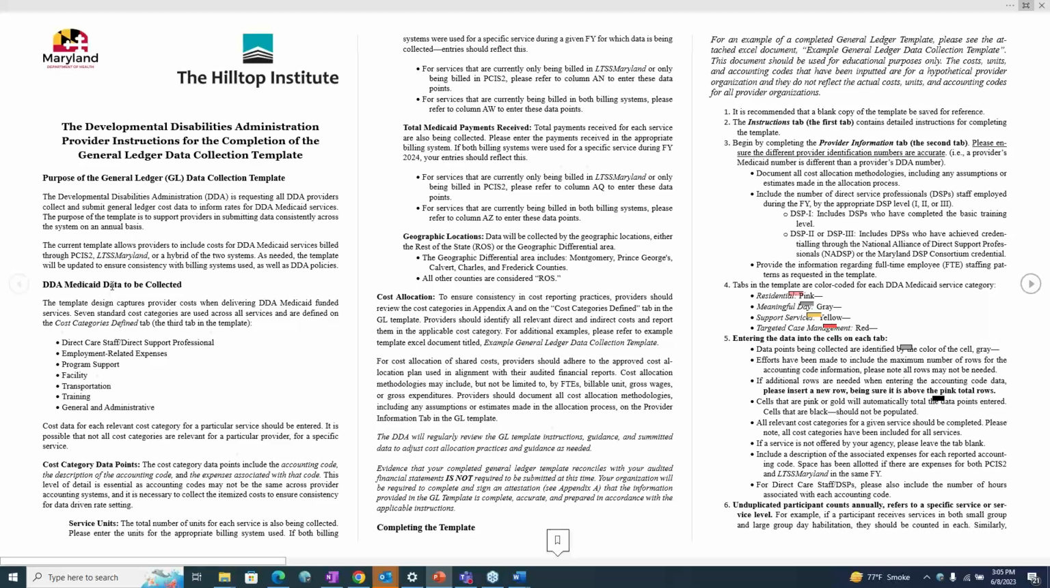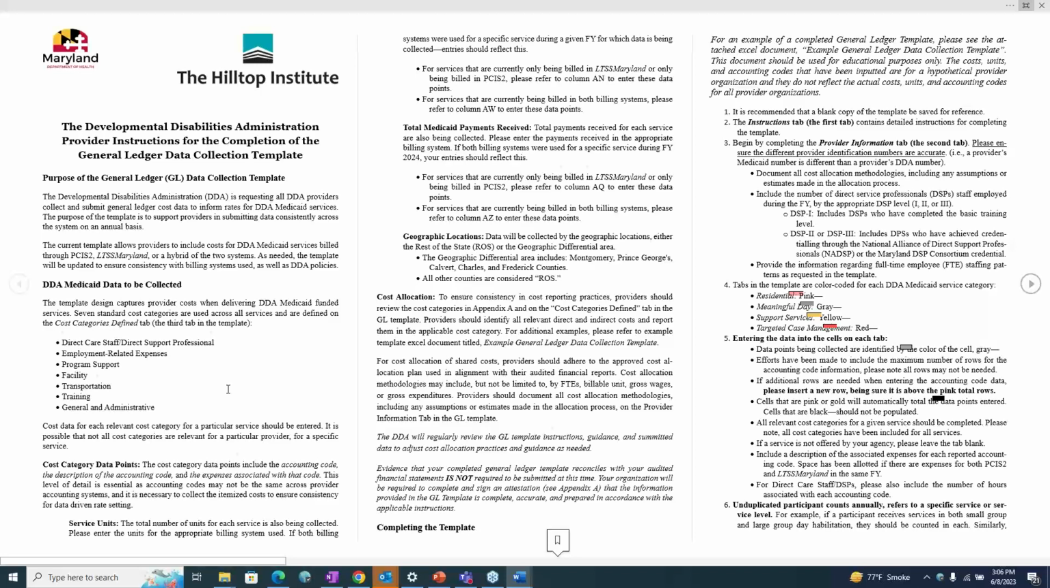So if we move down a little, I'm looking at the DDA Medicaid data to be collected. The data is actually going to be collected at the cost category level, and providers may not necessarily be used to collecting data at that level, and that's why we wanted to make sure we got the template out early and that you could be looking at your systems in case there has to be any adjustments to your accounting system.